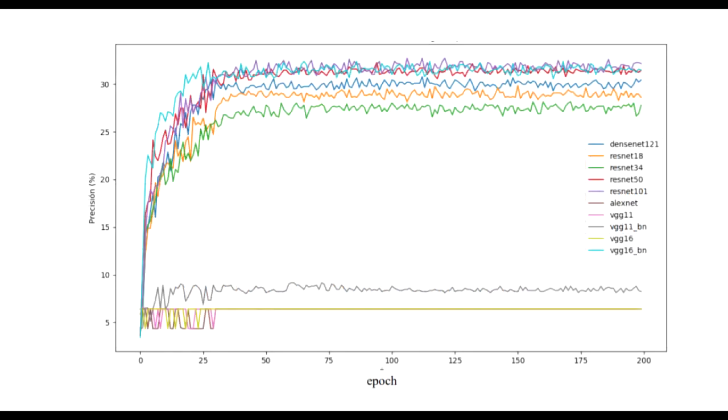After pre-processing, we implement transfer learning to demonstrate the results using different networks like VGG, ResNet, AlexNet, and DenseNet. We plot the precision versus epoch and observe the accuracy and training times for the different approaches.